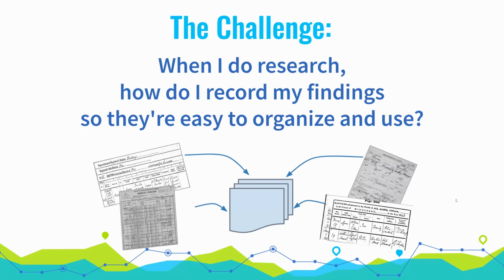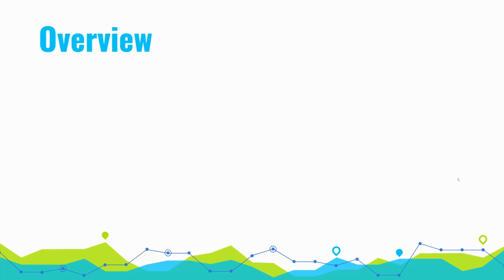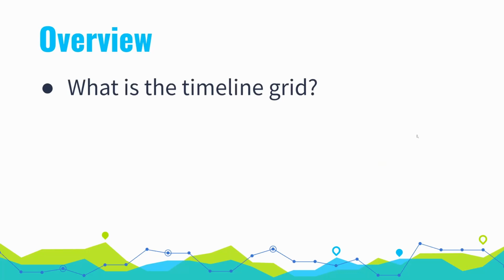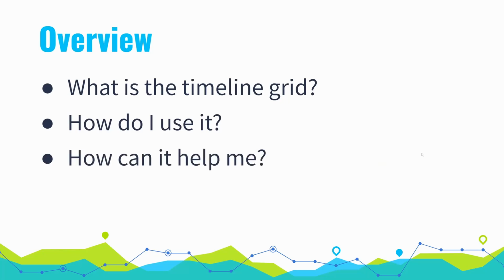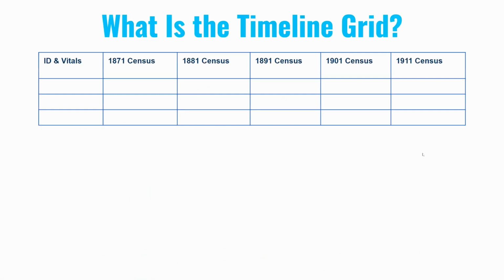Can't even find it. So that can be a challenge for those of us who are trying to research our family lines. Well, one answer to capturing and organizing that information may be the timeline grid, the topic of our class today. So here's a quick overview of what we will be covering. First of all, what is the timeline grid? Second, how do I use it? Third, how can it help me? And finally, how do I get started? So let's go ahead and dive in.